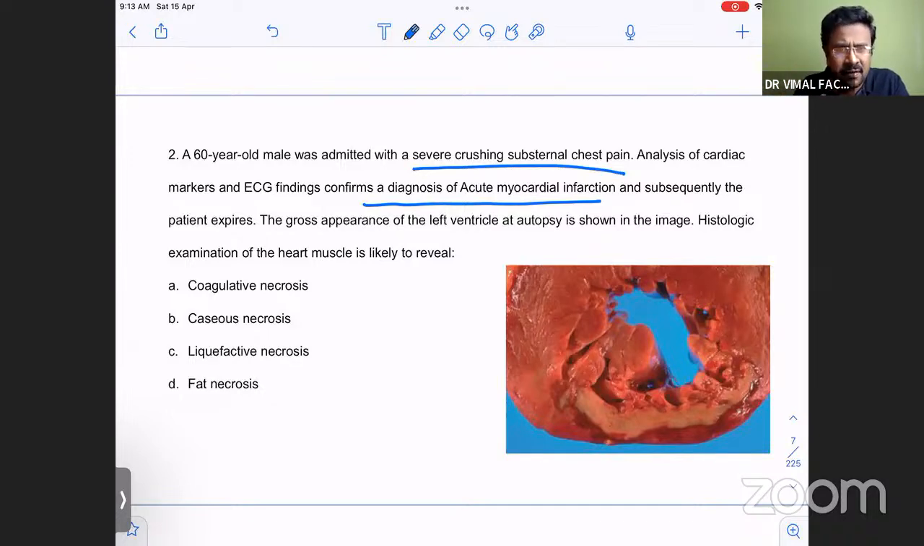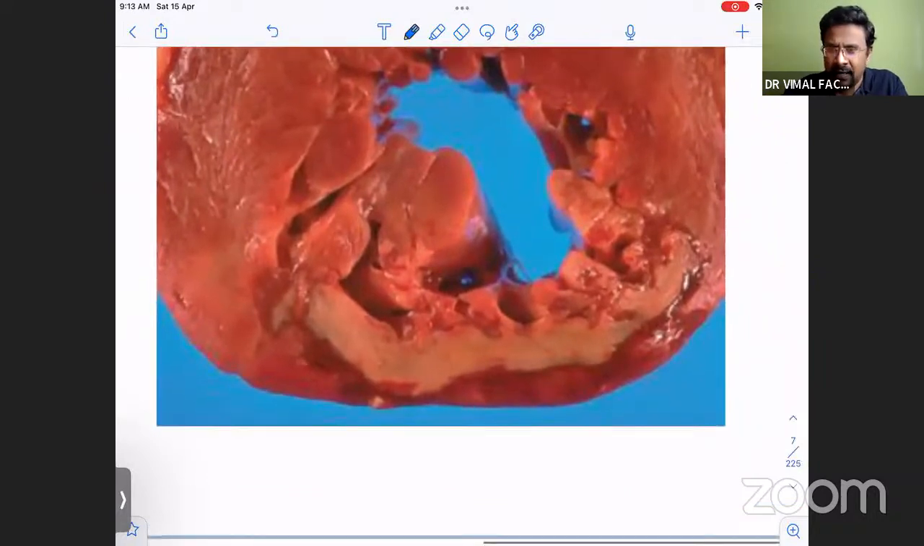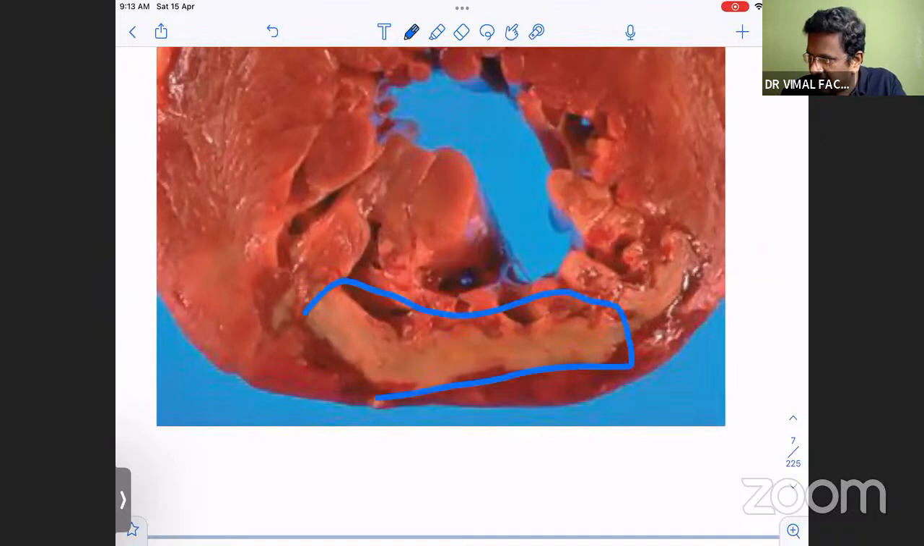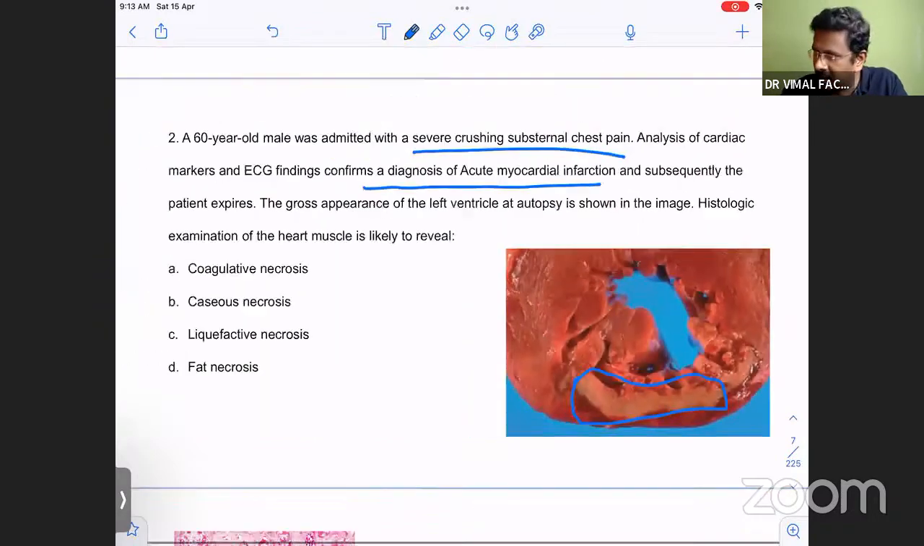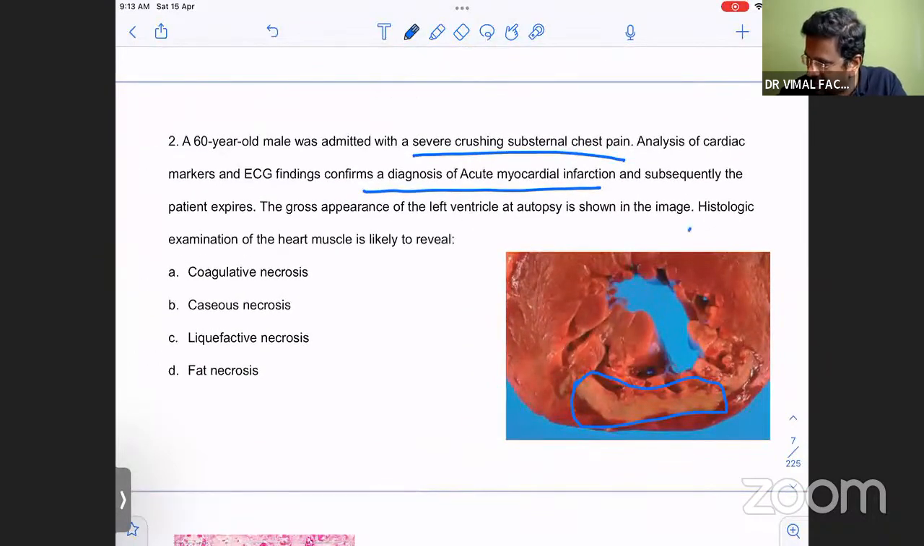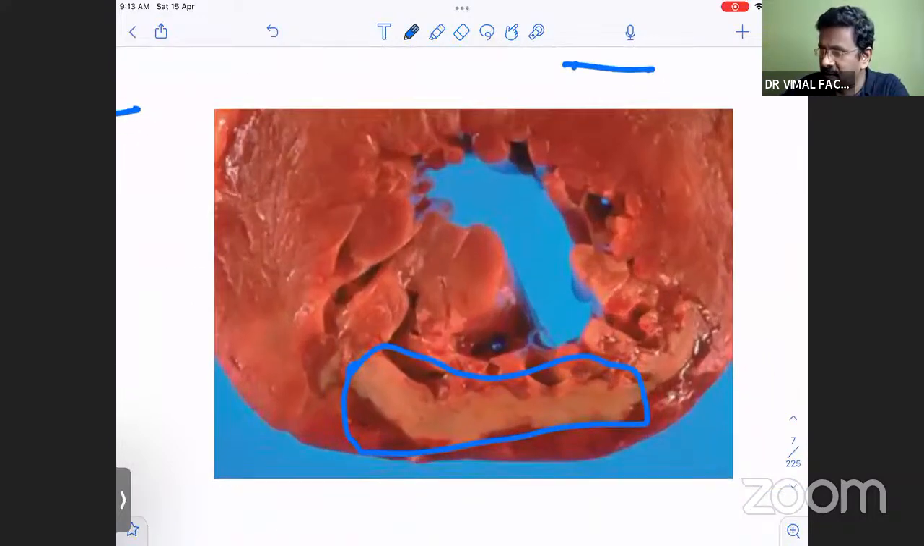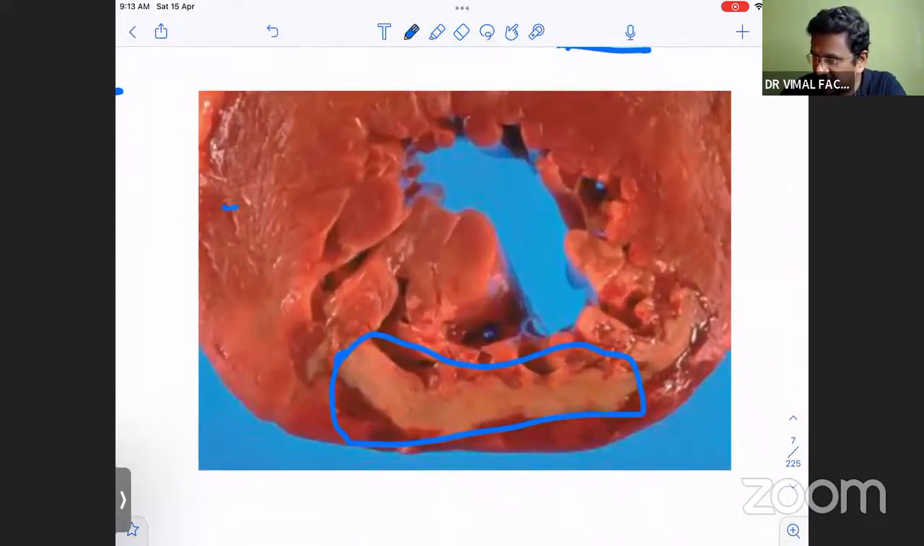In the autopsy, when you are examining the heart, you can see this change in the left ventricle. Now carefully look at this change, and see the question. The histologic examination of the heart muscle is likely to reveal what? So the examiner is asking you what you can expect histologically in these areas. Grossly you can see here, this is a fleshy muscle and this is the viable one.